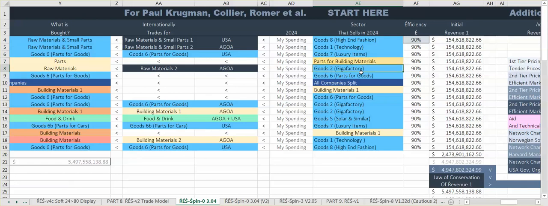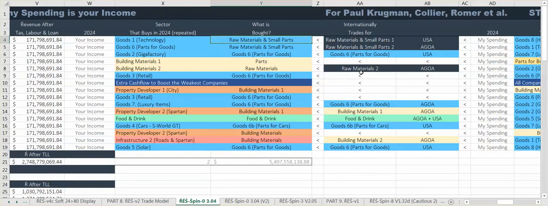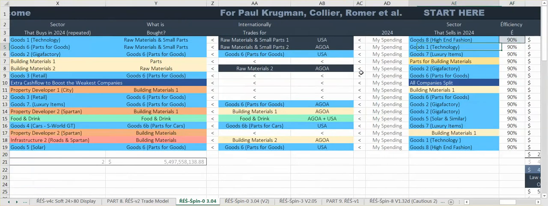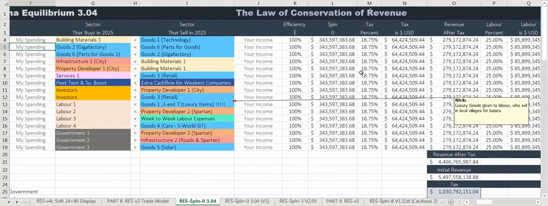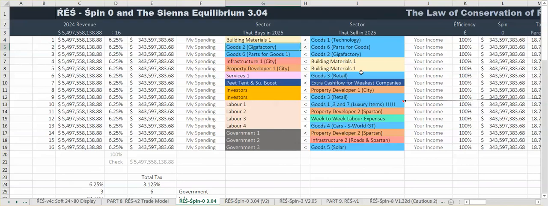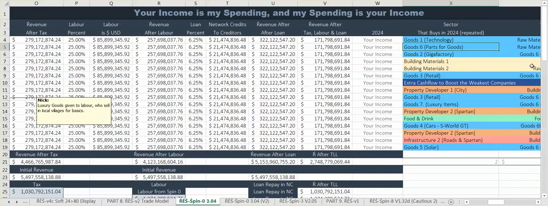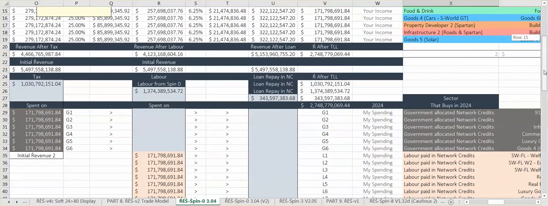Okay, parts for building materials, gigafactory, parts for goods, all companies split: building materials, parts for goods, gigafactory, solar and similar, luxury items, building materials, technology, high-end fashion. Okay, what's going on? That's being shipped to the USA for raw materials and parts, and we'll see at another point us buying those raw materials and parts needed for the technology. So what we're doing is swapping over different goods in trade. Somewhere down here, this will make sense in a sec. Okay, here we go.